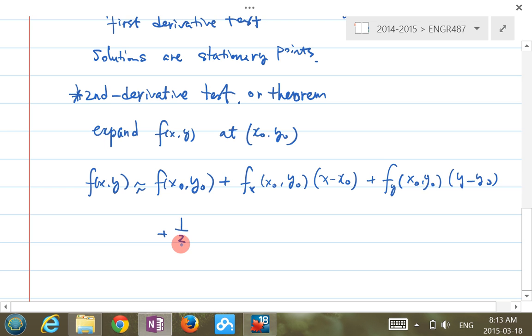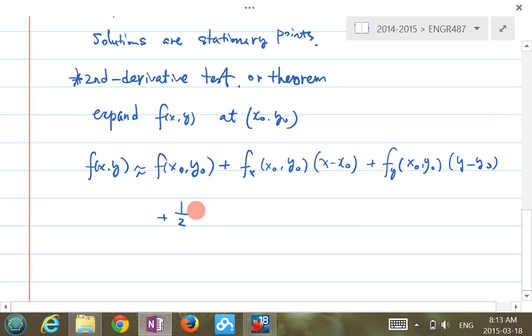For the second order terms, I'm going to rewrite this term a little bit, into a matrix format, so I'll save myself a little bit of writing here.